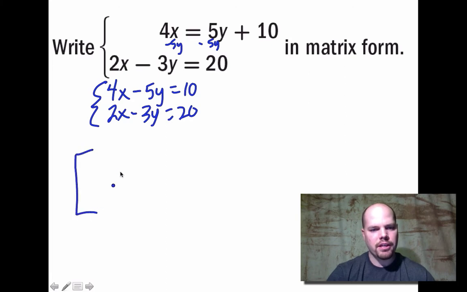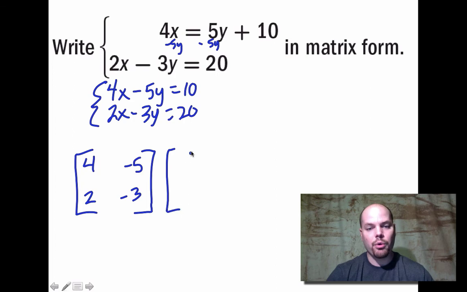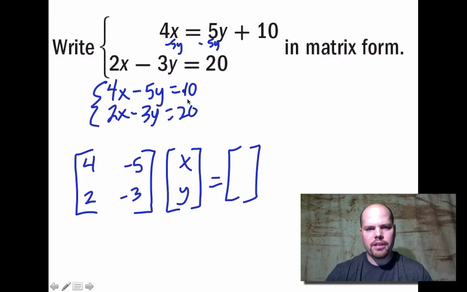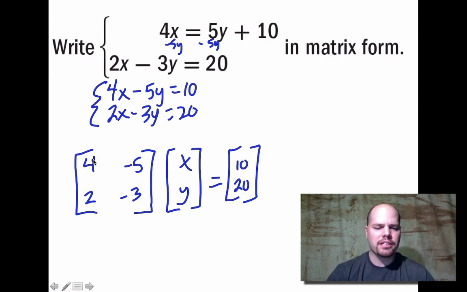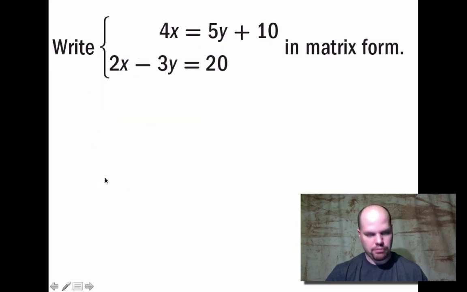Now you can go ahead and use matrix form. So think about what your entries would be. It's going to need to be a 2 by 2. So it's going to be 4, negative 5, and 2, negative 3. There's our coefficient matrix. Now our variable matrix would be x, y. If we'd had y's first and x's second, we'd put y up here and x down there, but we don't have that. It equals 10, 20. So you should be able to get the hang of it. It's not that difficult to write a linear system in matrix form.